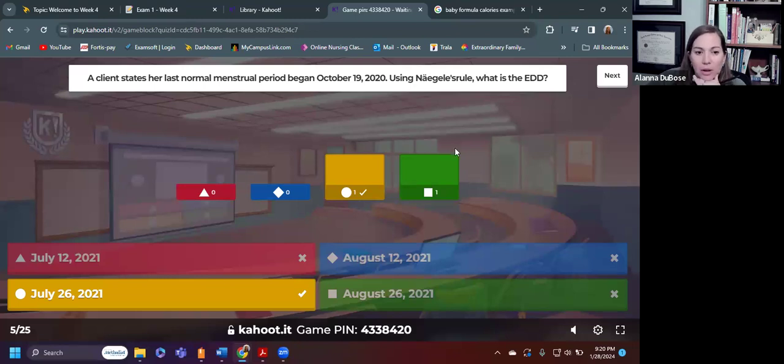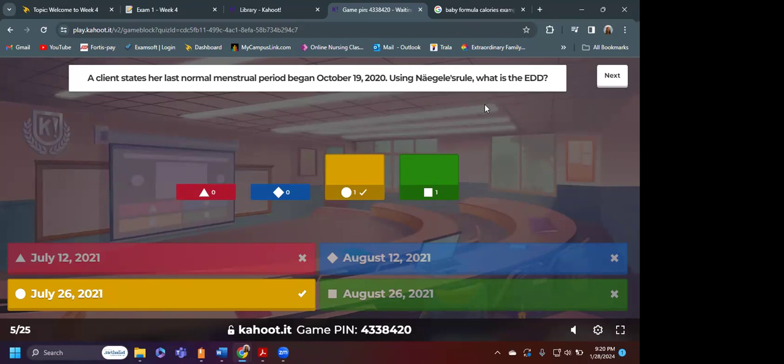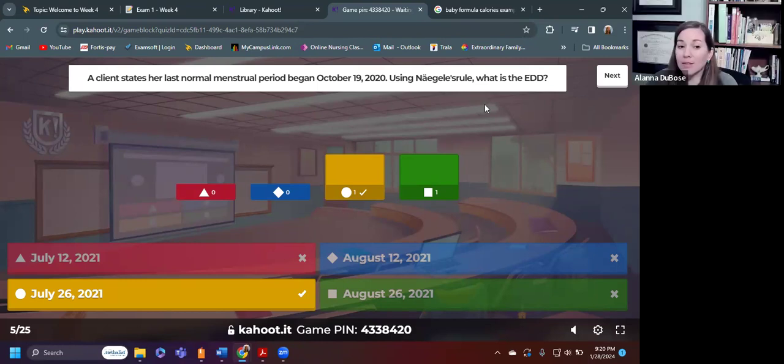Who can talk us through how we came to that? How do we figure that out? You go back 3 months and then you add 7 days and then you add a year. Yes, and Marcia put it in there, so thank you. If your LMP is after March, then it's going to bump you over to the next year, right? If your LMP is January, February, or March, then your due date would be in October, November, December, right? Just be aware of that.